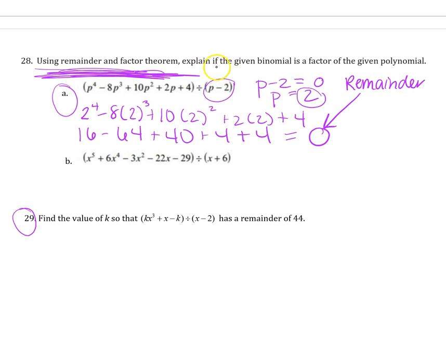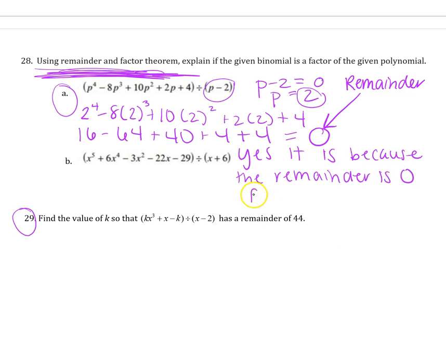And then it says explain if it is. So you would say, yes, it is, because the remainder is 0 for p of 2, which means I'm just plugging in 2 everywhere I see a p. Okay, b would be the same thing, but recognize that this is x plus 6, so that means you're going to be plugging in negative 6 everywhere you see p. See if you get a remainder of 0. If you get something else, then it's not a factor.